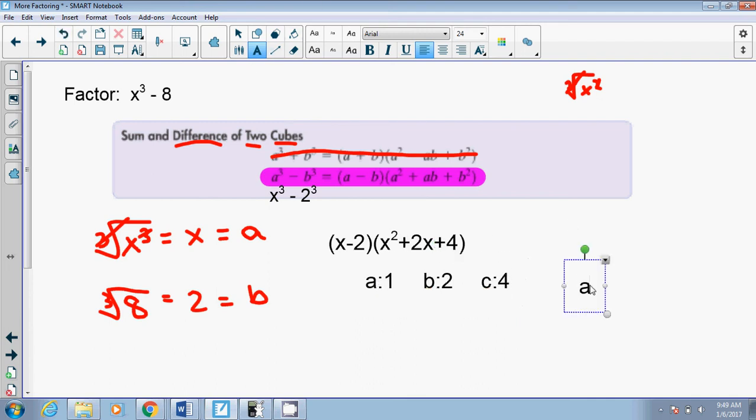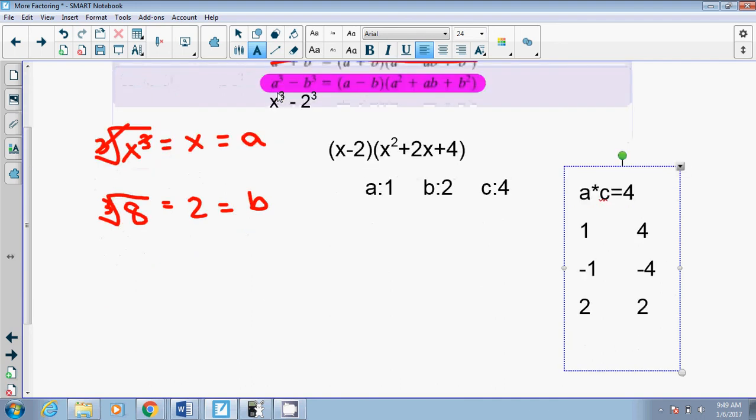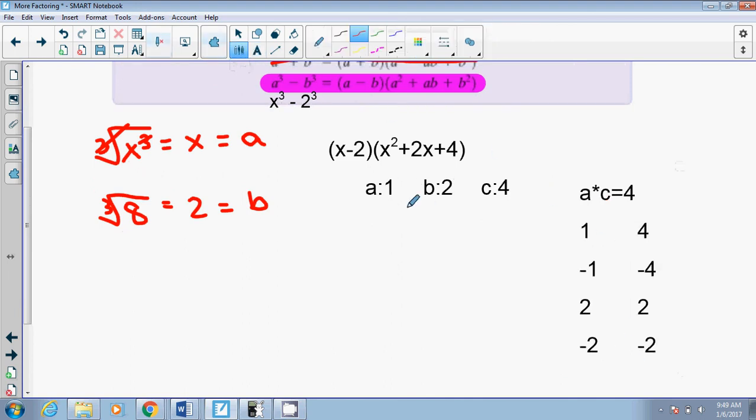Multiply a and c next. A is 1, c is 4, 1 times 4 is 4. Then we list the factors of that. So 1 and 4. Negative 1, negative 4. 2 and 2. And negative 2 and negative 2. And then we go through and determine which of these add to 2. 1 plus 4 is 5, negative 1 plus negative 4 is negative 5, 2 plus 2 is 4, negative 2 plus negative 2 is negative 4. None of them add to 2.